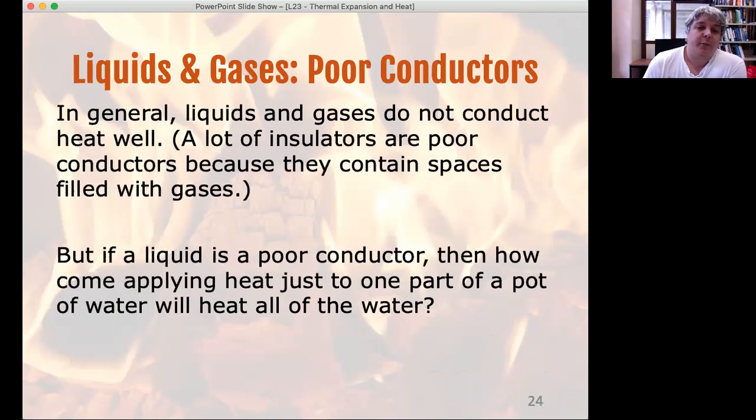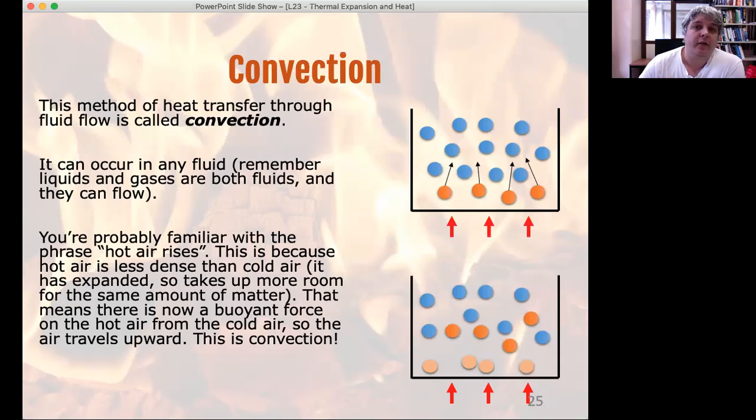If a liquid is a poor conductor though, then how come when we boil a pot of water, it heats all the water? It doesn't just heat the very bottom part of the water, it heats all of it. That comes back to our idea that we've already had of particles in liquid being free to move around. Remember that we said that heat is the average translational kinetic energy of a substance.